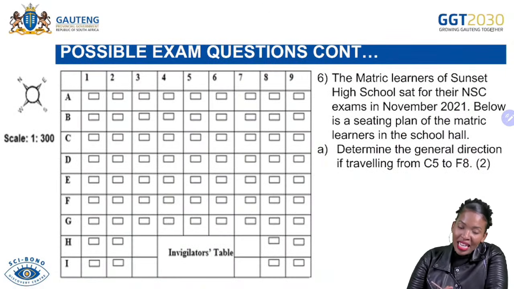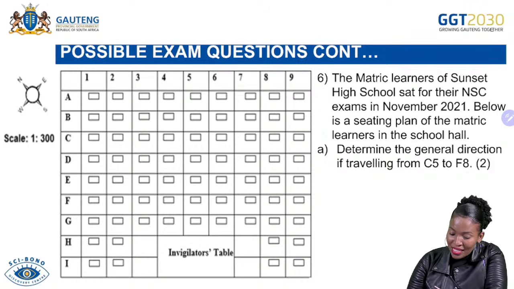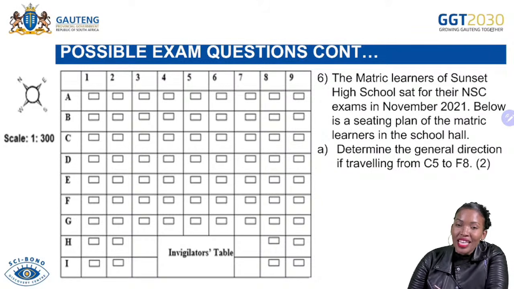A different plan now, this one. The matric learners of Sunset High School are set for their National Senior Certificate exams in November 2021. Below is a sitting plan of the matric learners in the school hall.